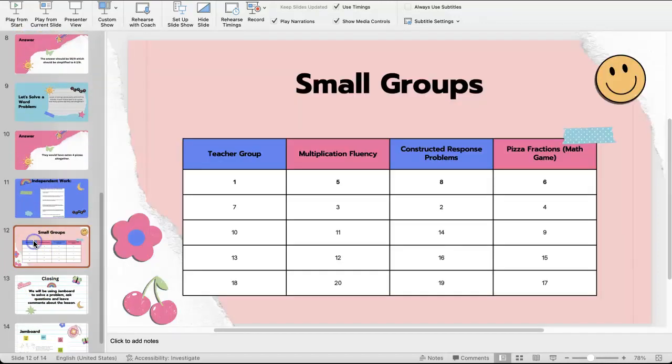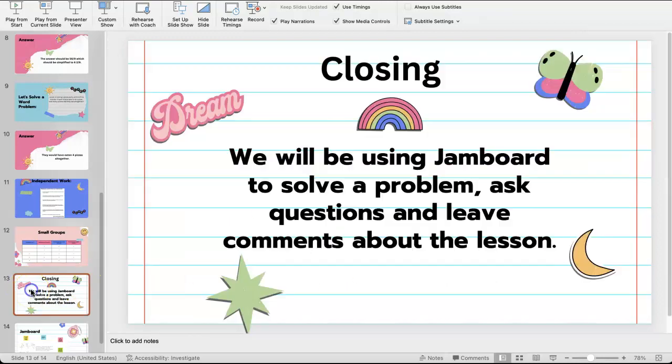Outside of their independent work, students were given small groups. They were to use technology for their multiplication fluency lesson as well as the pizza fractions math game. I pulled data using technology from Synergy to construct the small groups for this week. For the lesson closer, we used Jamboard to solve a problem, ask questions, and leave comments about the lesson.